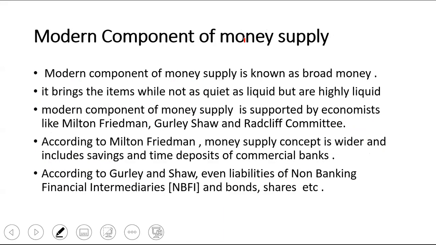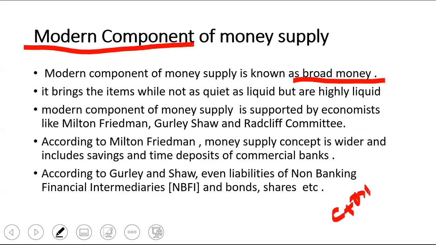Now we are discussing modern components. That is better to sit with a notebook and a pen. Modern component. Modern component of money supply is known as broad money. Earlier आपने देखा it was narrow. Why? It included only two things, C plus DD. Whereas modern component includes more. Modern component is broad. ज़्यादा included है. It brings those items which are not quite as liquid, but are highly liquid.